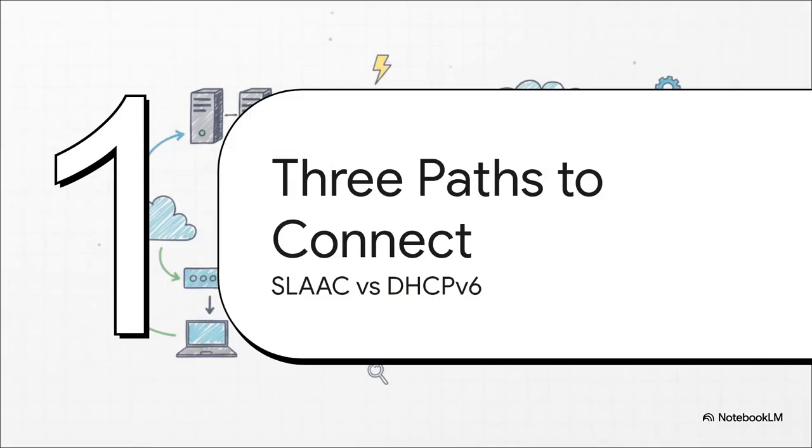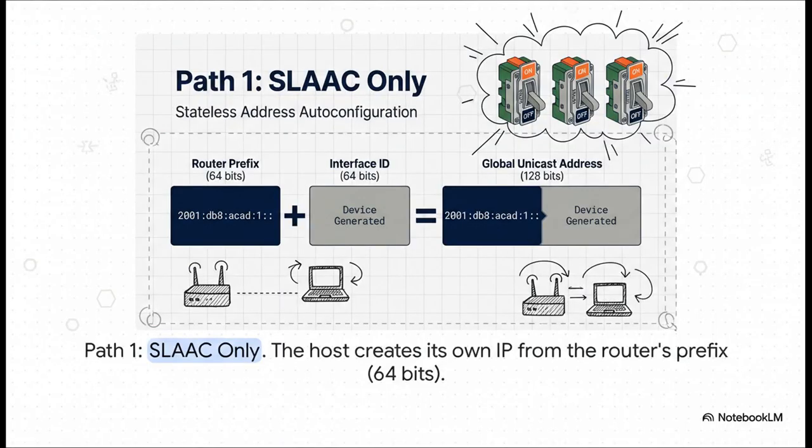Okay, so let's walk through each of these three paths. We're going to see exactly how a host follows those flag instructions to get its global unicast address and finally join the internet. Path 1 is the most common and the simplest. It's called SLAAC, which stands for Stateless Address Auto Configuration. This happens when the A flag is on, but O and M are both off.